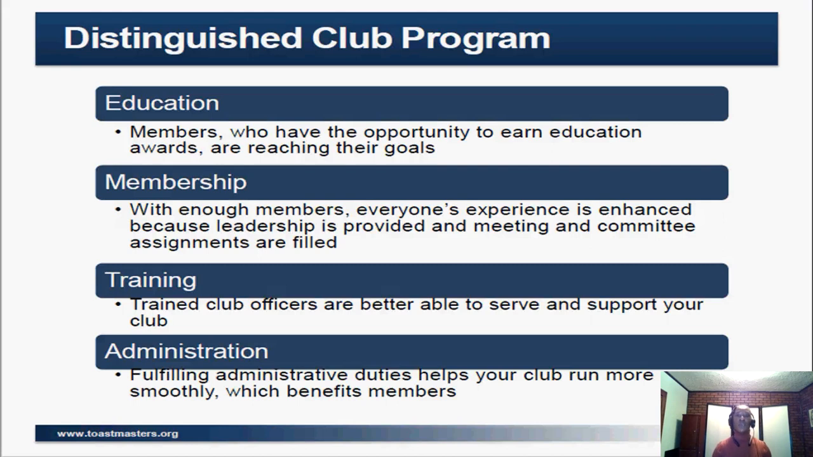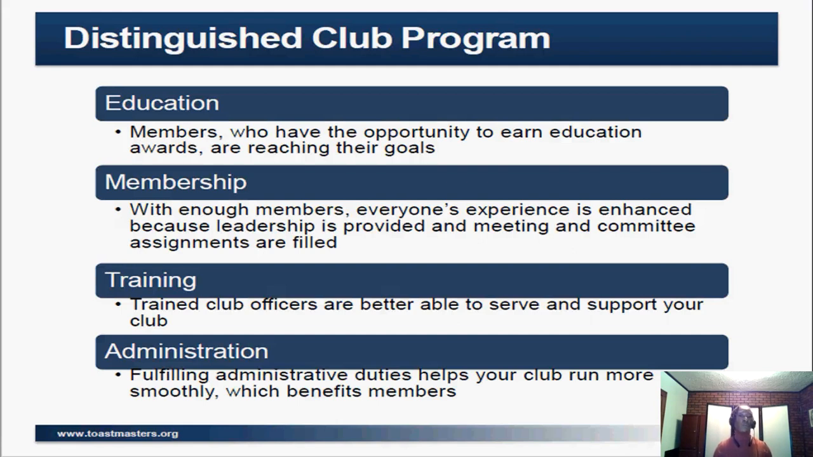Training is one of the elements for the Distinguished Club Program, meaning your club officers. Your club officers should be able to get trained in the Distinguished Club Program. So are they getting training twice in a club year? And then last but not least is the administration of your club, meaning are your club administrators, such as your president, your club treasurer, your club secretary, making certain reports and dues are being submitted on time?